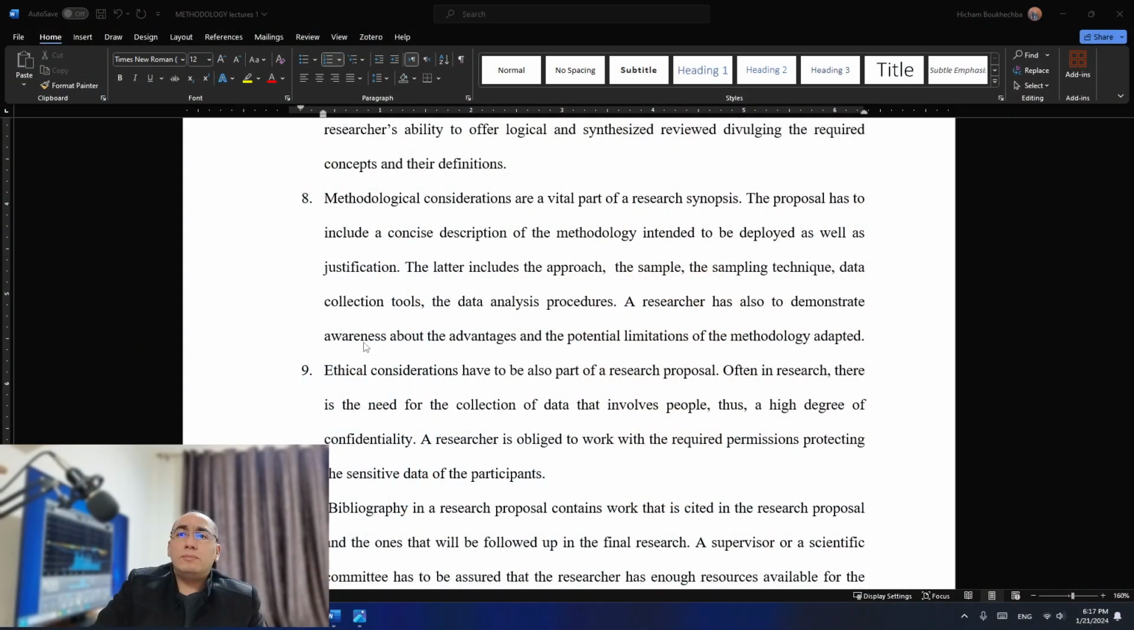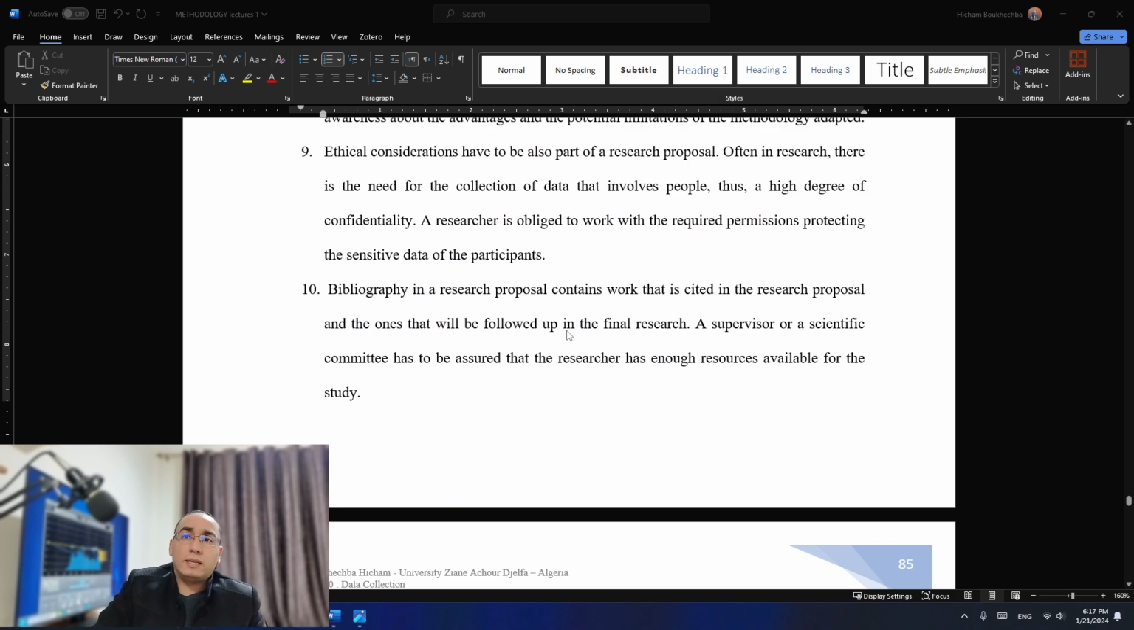Now, let's move also to the next point, which is ethical considerations, which are also very important. Ethical considerations have to be part of a research proposal. Often in research, there is the need for the collection of data that involves people. Thus, a high degree of confidentiality should be there. A researcher is obliged to work with the required permissions, protecting the sensitive data of the participants.